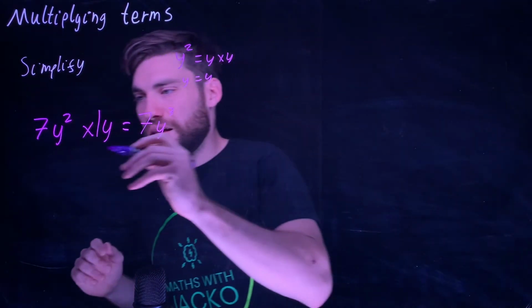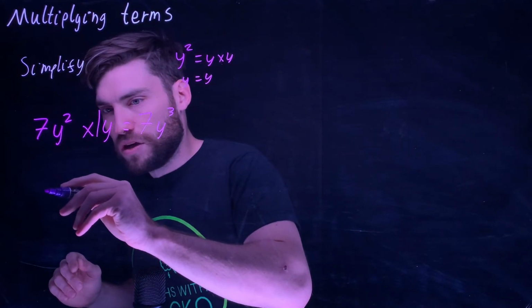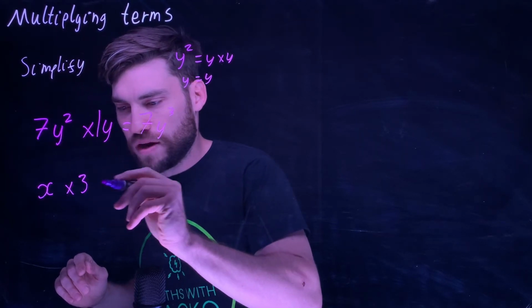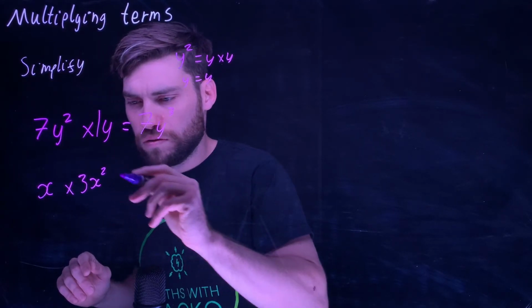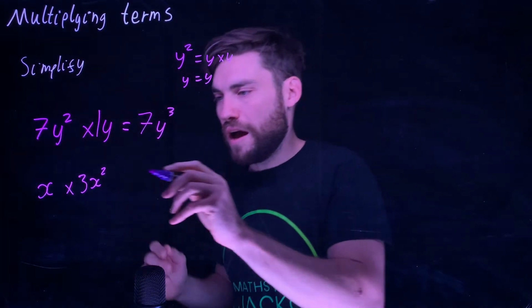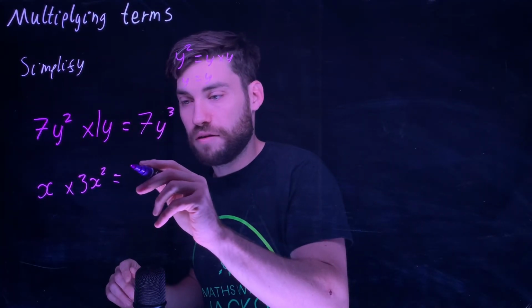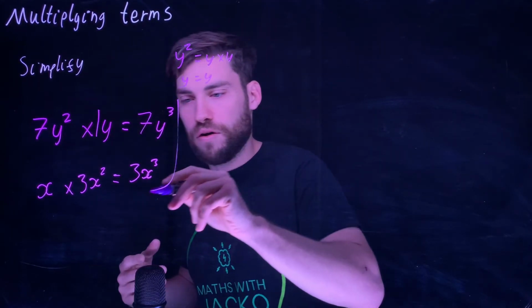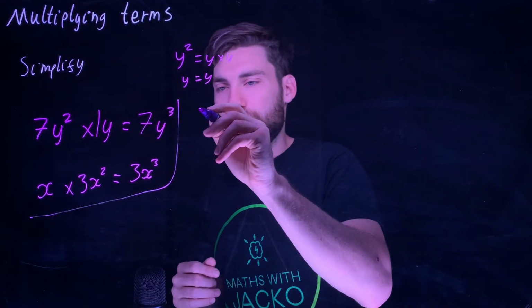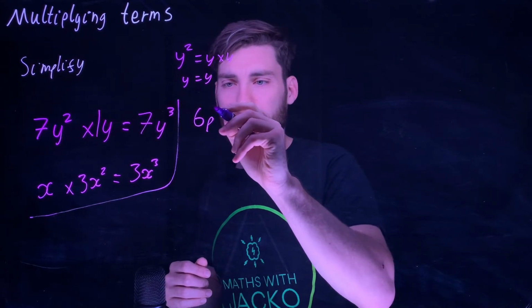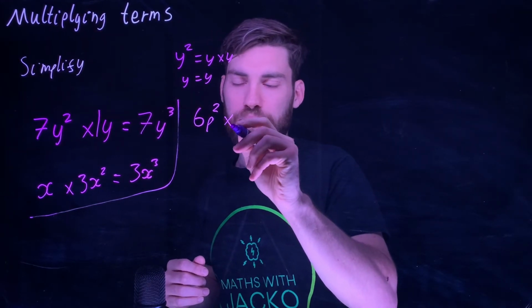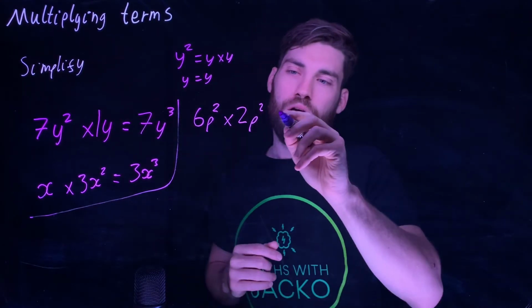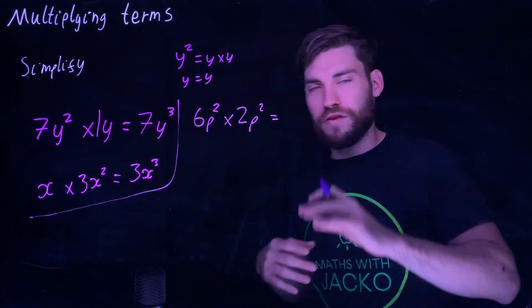And that's it. Let's do another one just to see if we got it. So let's go to x multiplied by 3x squared. Pause the video, have a go at that one. So this time you should get 3x cubed. Let's see if you really know it. Let's have 6p squared multiplied by 2p squared. Let's see who knows this one. So pause the video, have a go at this one.